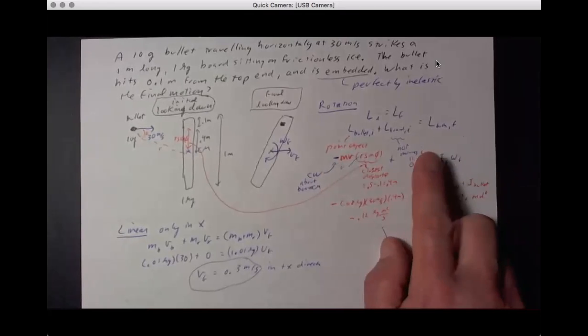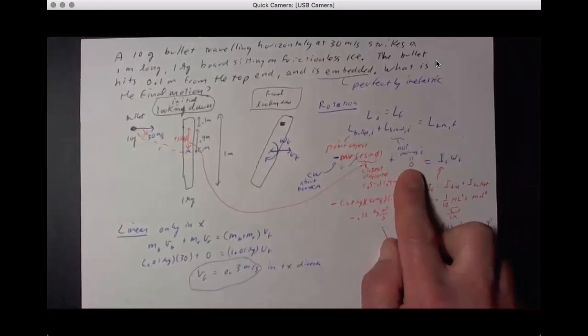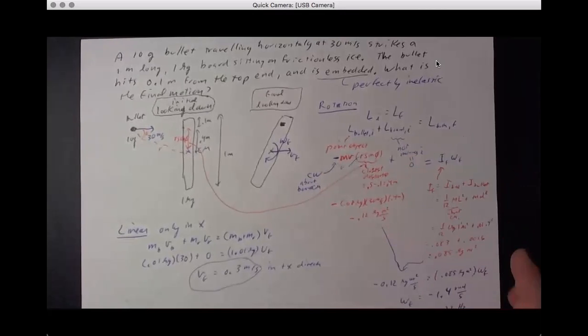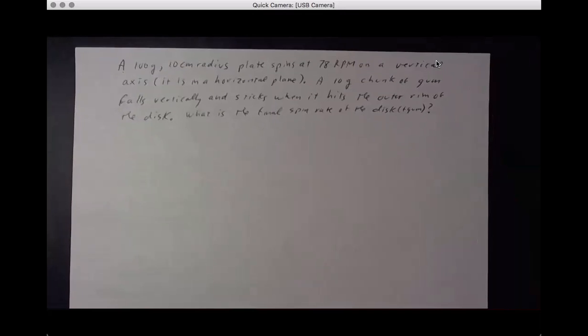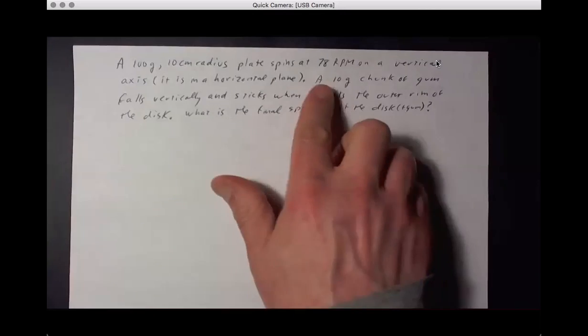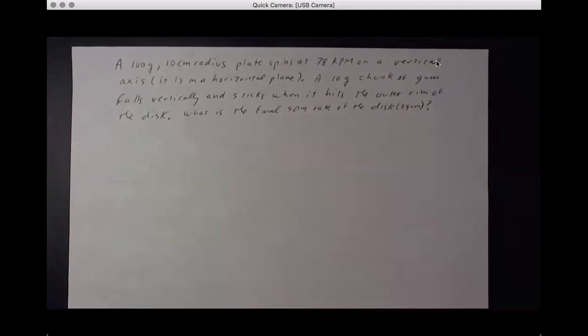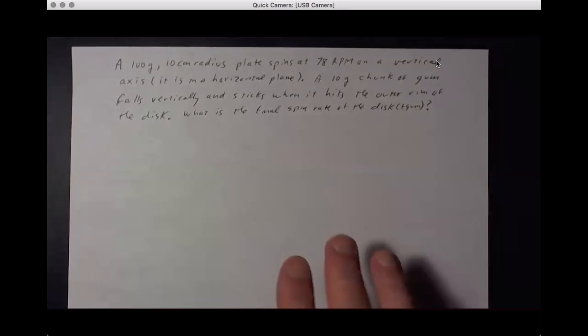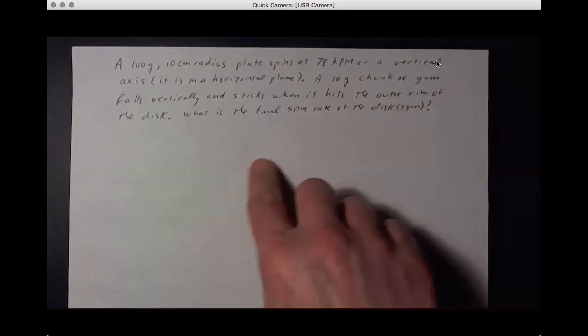Now, what happens if we have something here that's not 0 to begin with? Well, let's do another example. Okay, we have, in this case, a 100 gram, 10 centimeter plate spinning around at 78 RPM. So an old record player, if you want, on a vertical axis. So it's in a horizontal plane. So there's something spinning around in the plane.